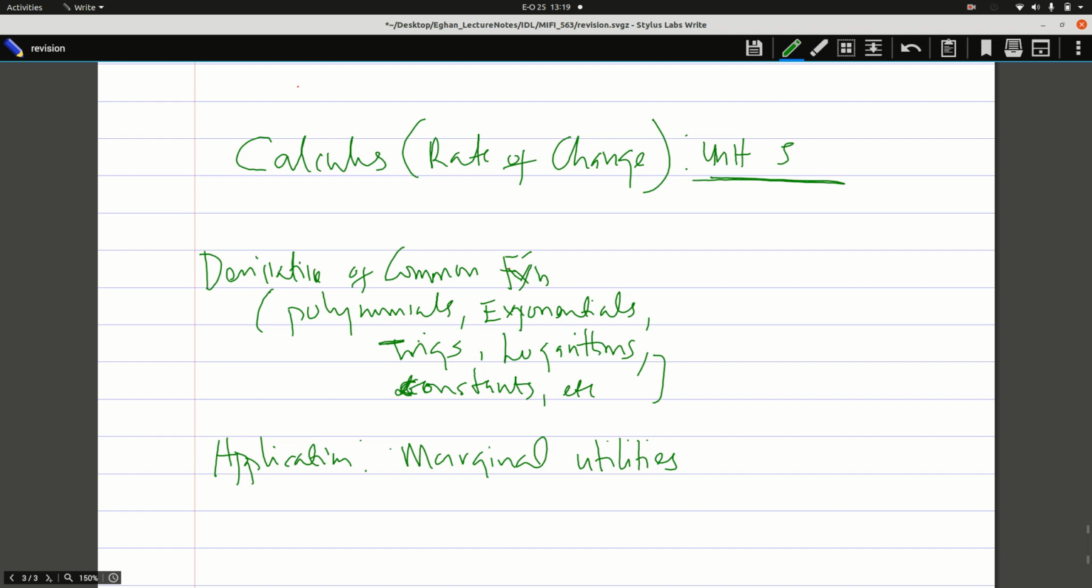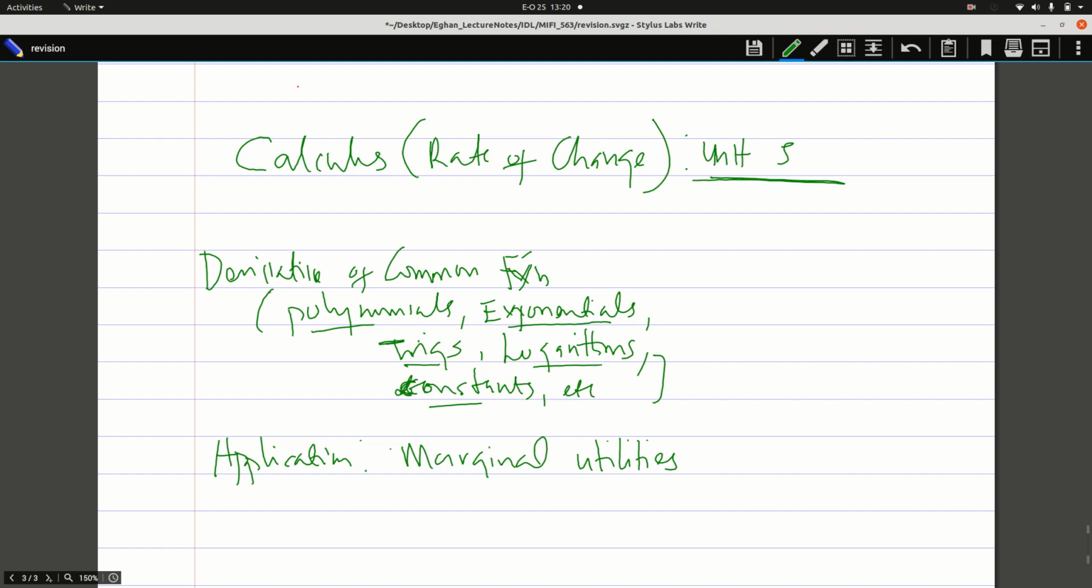Okay, so let's take calculus. That is a rate of change. During the lecture period, we talked about the derivative of functions like polynomials, exponential functions, trig, logarithms, constants, and what have you. You can find the rate of change of all these functions, so I won't delve much into that. I'll go straight to the applications.